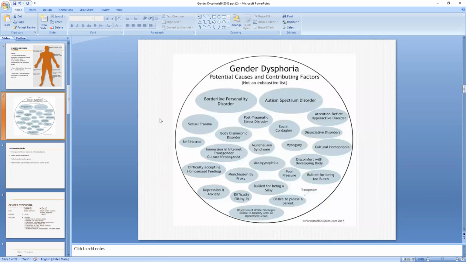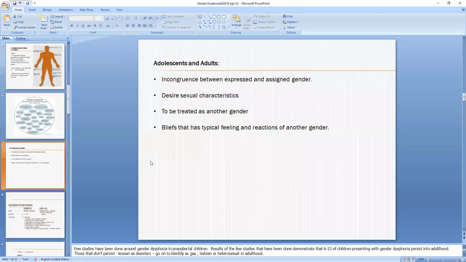These are the potential causes and contributing factors of gender dysphoria. There are many causes: borderline personality disorder, sexual trauma, post-traumatic stress disorder, social contagion, autism spectrum disorder. In the clinical features in adolescents and adults, there is incongruence between expressed and assigned gender, a desire for sexual characteristics to be treated as another gender, and a belief of having the typical feelings and reactions of another gender.